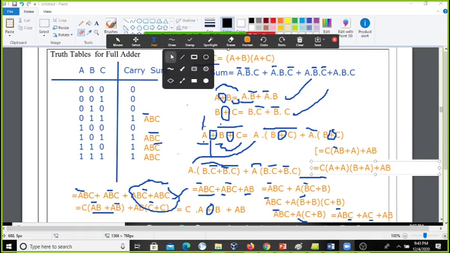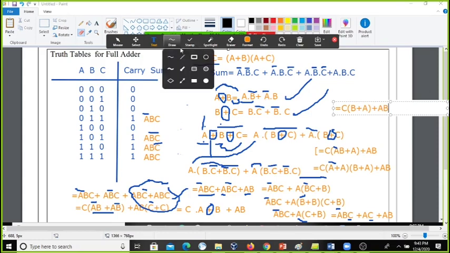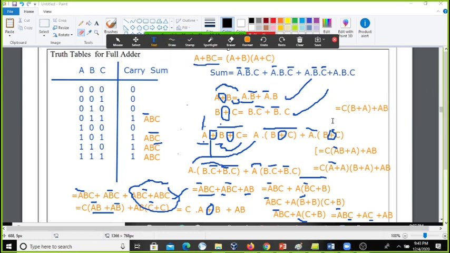So then you get here A bar plus A. How much is this? 1. Then you get C into B plus C plus AB. Then when you expand this, you get BC plus AC plus AB.